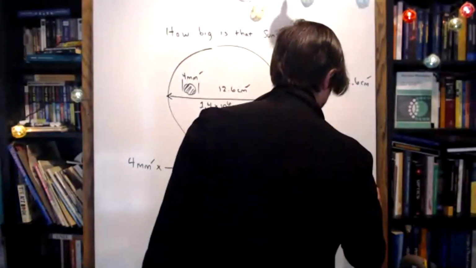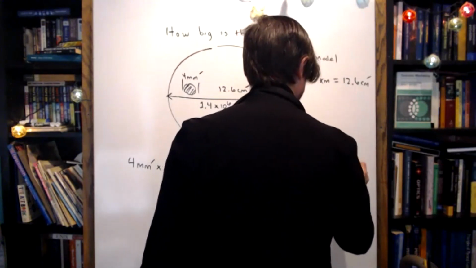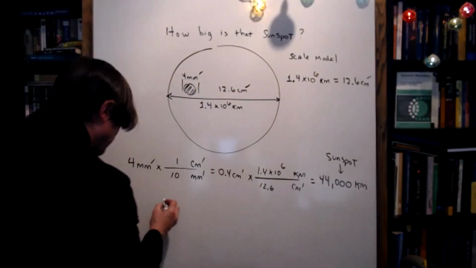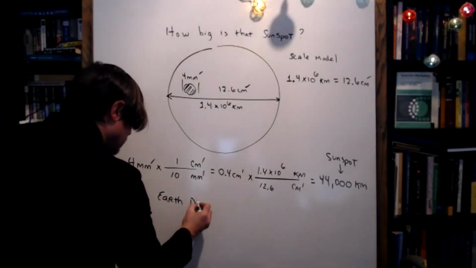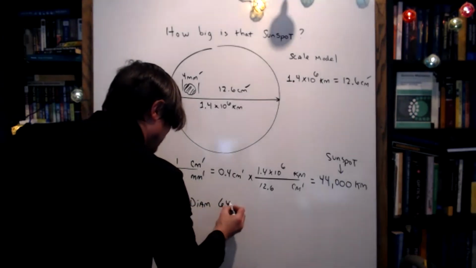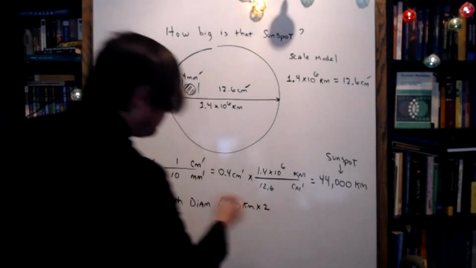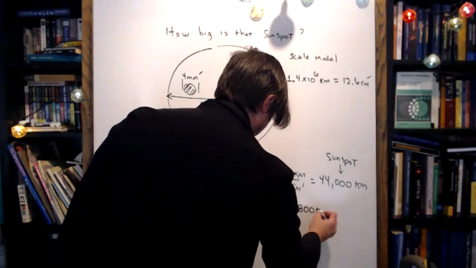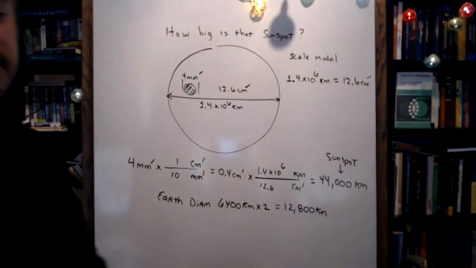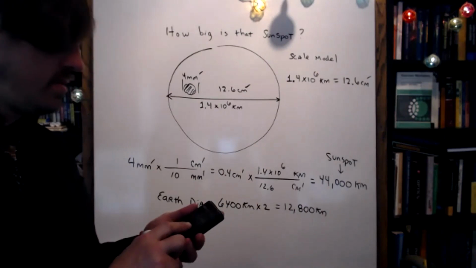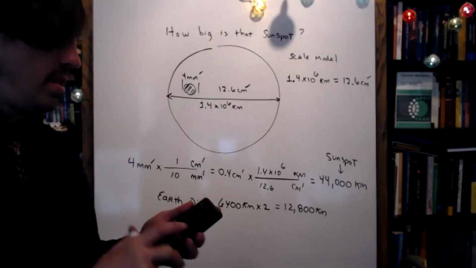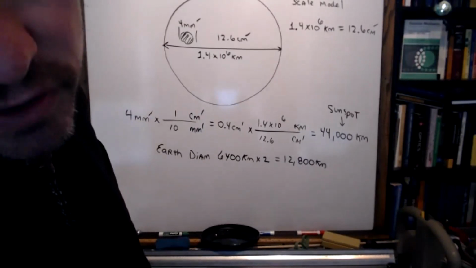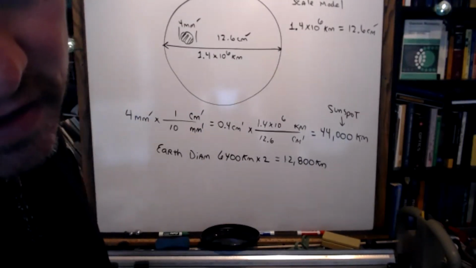Kilometers. Now, I need you guys to think critically about this. A sunspot is 44,000 kilometers, but Earth has a diameter of 6,400 kilometers times 2, since that's the radius of Earth, is 12,800 kilometers. So what's my point, class? What's my point? The sun is huge. Well, that's kind of my point, true, but I want something more quantitative. How does the size of that sunspot compare to the size of Earth?